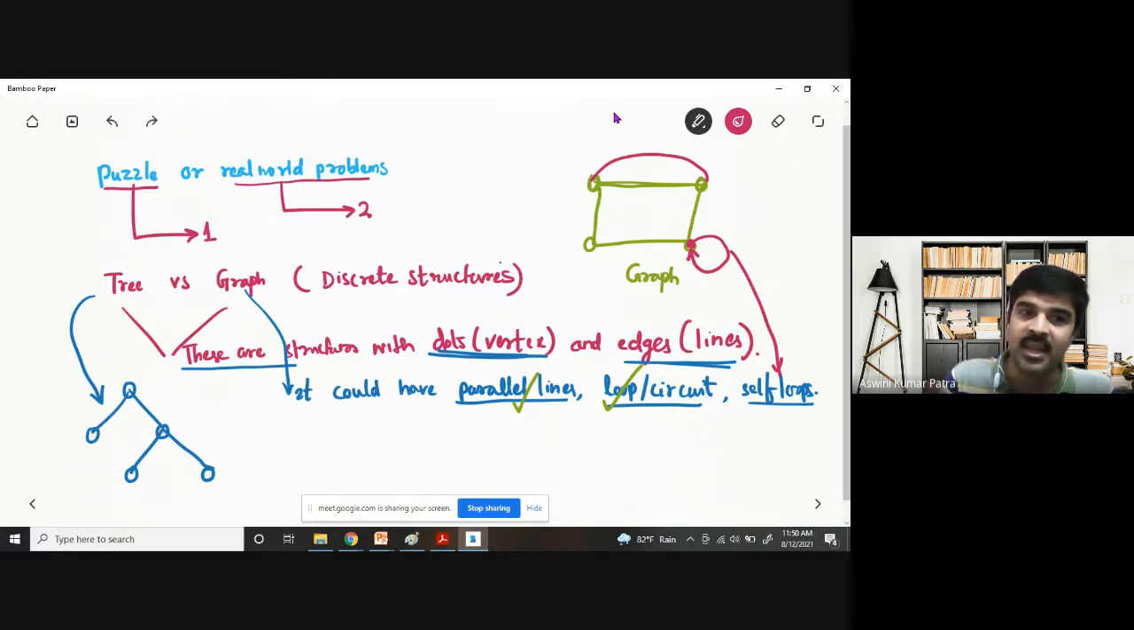Similarly, I cannot have parallel edges. It could no longer be a tree. Similarly, I cannot have a self loop. It could no longer be called a tree. Now I hope you've got the idea about a tree and a graph.